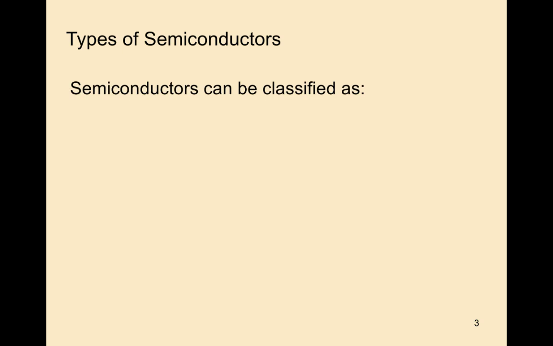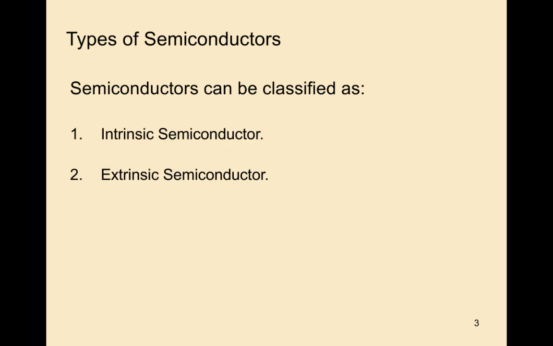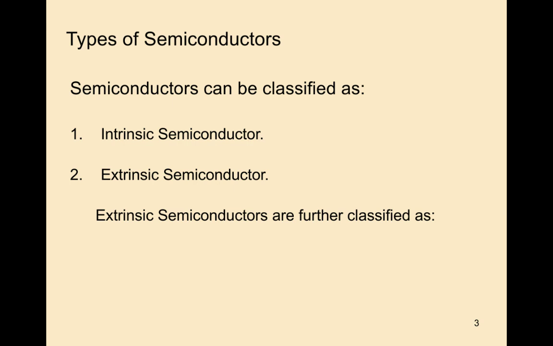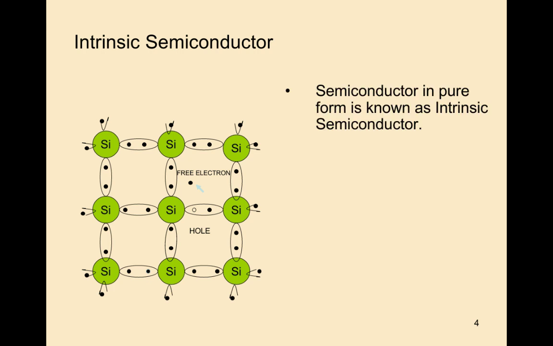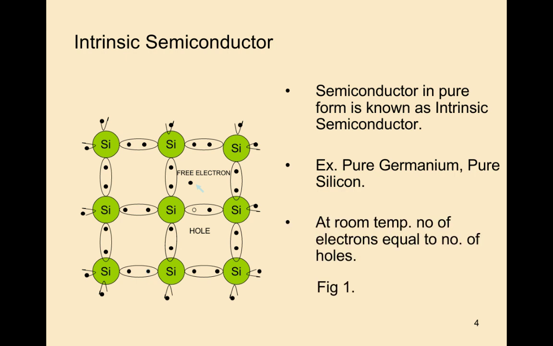Semiconductors can be classified into two types, intrinsic and extrinsic semiconductors. Extrinsic semiconductors are further classified into two types: n-type semiconductors and p-type semiconductors. Intrinsic semiconductor: a semiconductor in pure form is known as an intrinsic semiconductor. Examples are pure germanium and pure silicon.